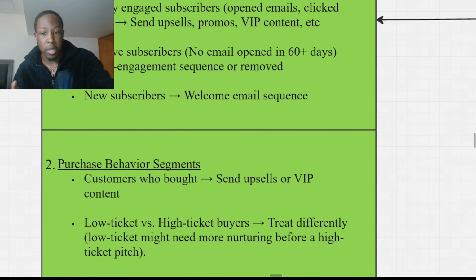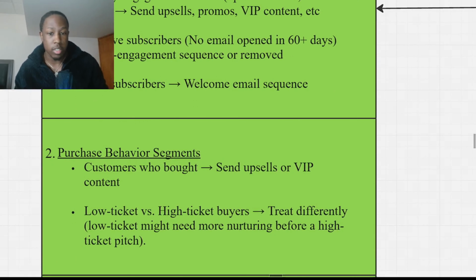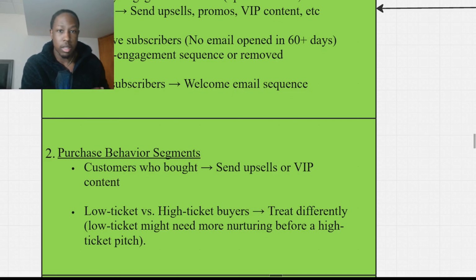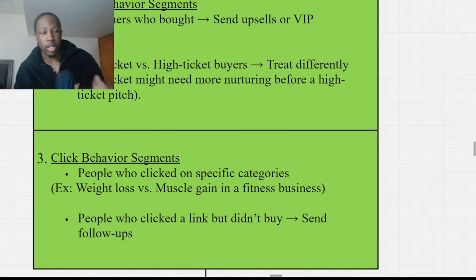Or a sequence based on their purchase behavior, alright? So like, for example, customers who bought something, well, send them upsells or VIP content. People who bought a low ticket or high ticket buyers, well, treat them differently, okay? For example, people who bought the low ticket might need just some more nurturing before a high ticket pitch, and people who already bought a high ticket, well, maybe they just need some more nurturing, just some more engagement emails, alright? And lastly, a segment that's based on certain click behaviors.